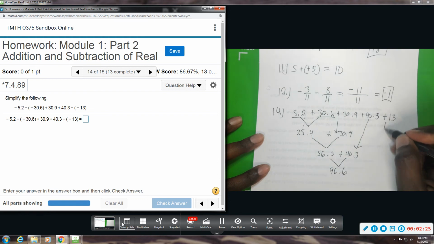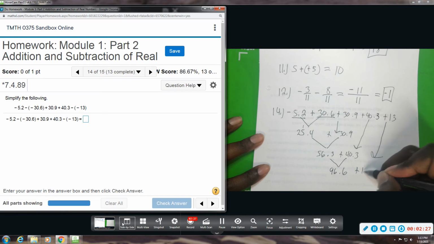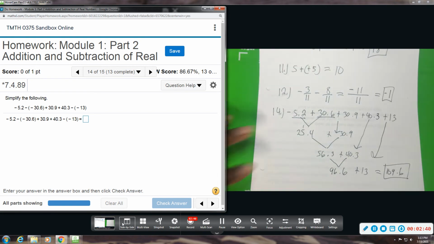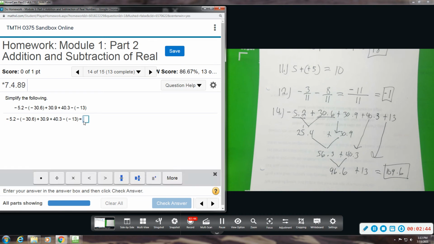And then lastly, we will bring down to add the 13. So when I add 13, there's no decimal behind this one, so we still keep our 0.6, and that will give us 109 when we add those together. So 109.6, and of course you can check that with a calculator.